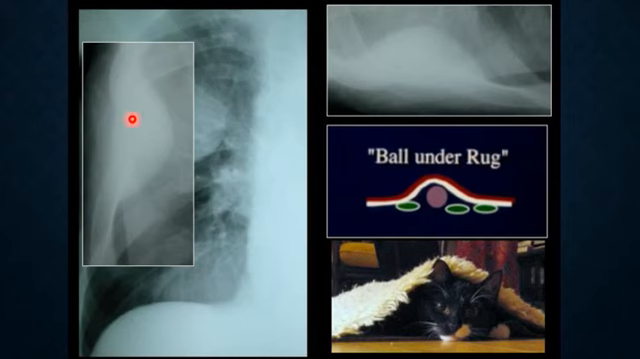Like you can see here, for example, this mass here, the angle is wide, obtuse, which means the mass is arising from under the rug. Okay? It's not from the lung.